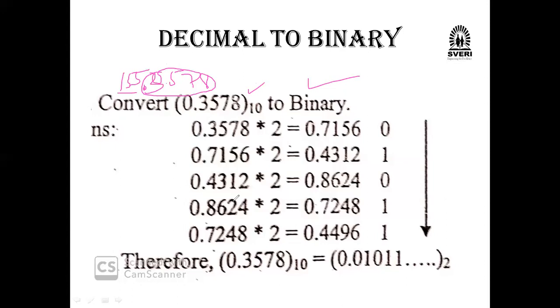How to do the multiplication? Starting with 0.3578 into 2, it is nothing but 0.7156. See here, what is the multiplication of this one?